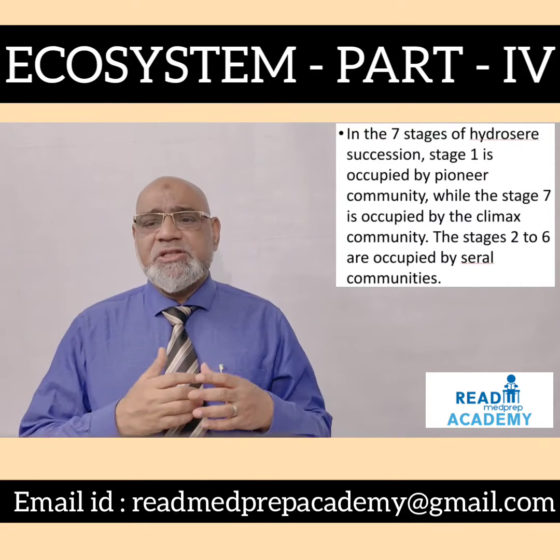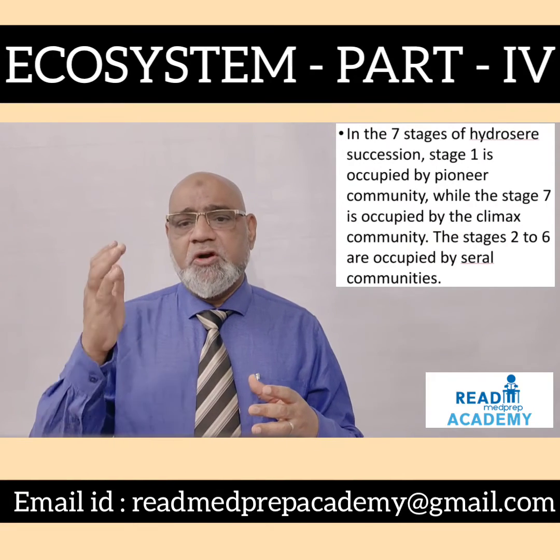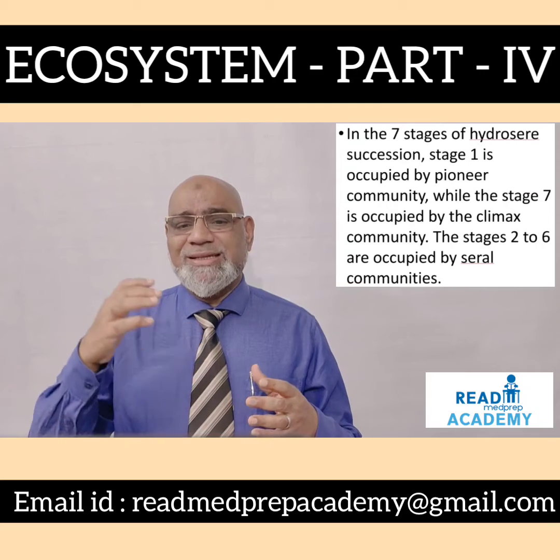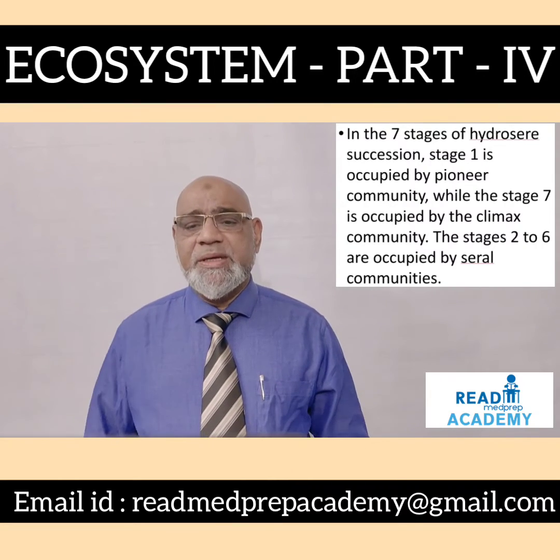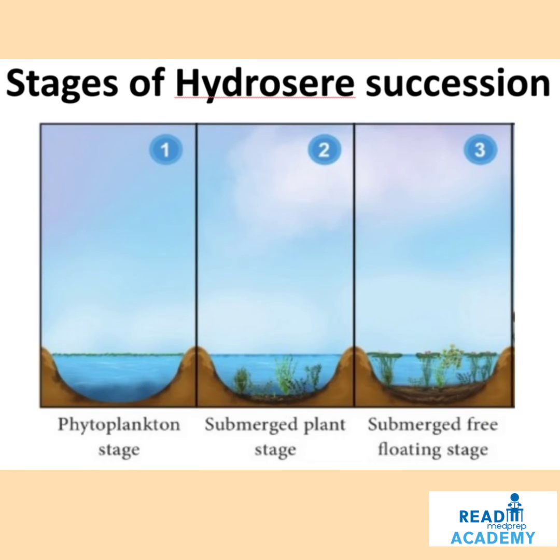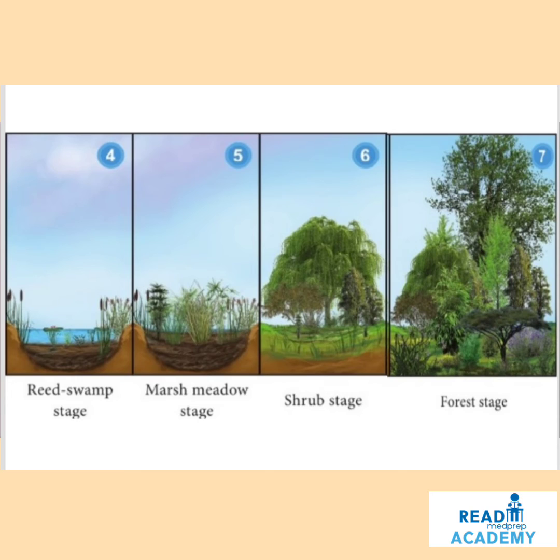In the 7 stages of hydrosere succession, stage 1 is occupied by the pioneer community, while stage 7 is occupied by the climax community. Stages 2 to 6 are occupied by seral communities. Here, to sum up, you can see the stages of hydrosere succession. The phytoplankton stage, followed by the submerged plant stage arising from the mud present at the base of the pond, and the submerged free floating stage with leaves floating on the surface of the water, and the reed swamp stage, the marsh meadow stage, the shrub stage, and the forest stage.